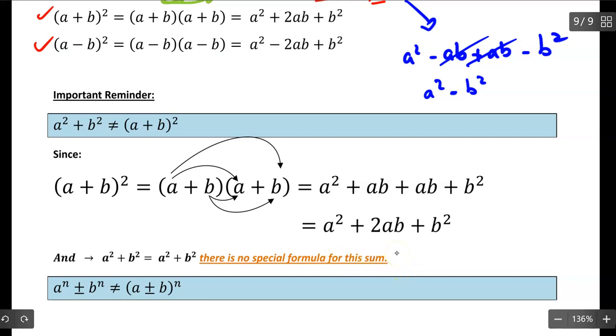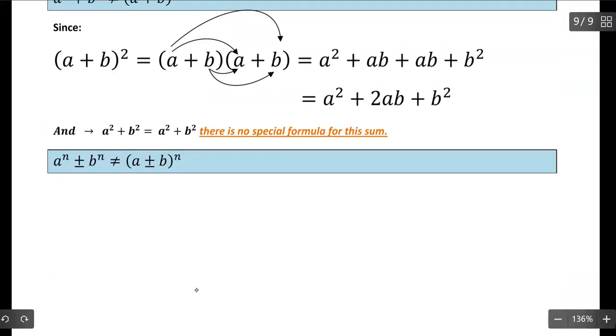So if you have something like this and you need to factor, you can say that it's non-factorable. If you have a sum of two squares, you cannot factor them any further unless you have a common factor. So now I want to conclude that a to the exponent n plus or minus b to the exponent n is not equal to (a plus or minus b) all of it to the exponent n. This is a common error that many students make, so I think it's a good idea to mention it here. So I want to clarify with a few examples.